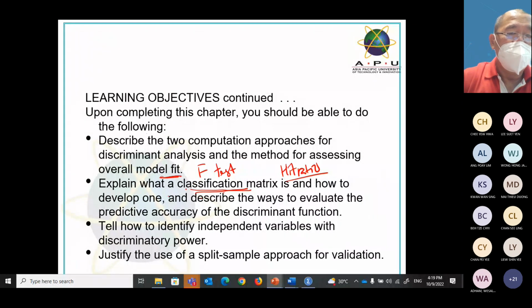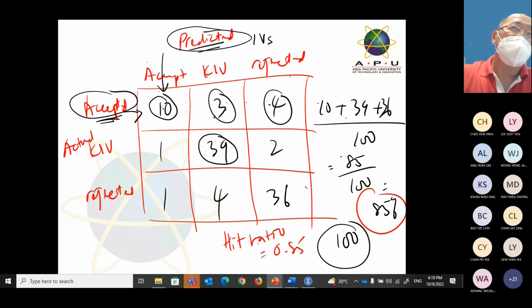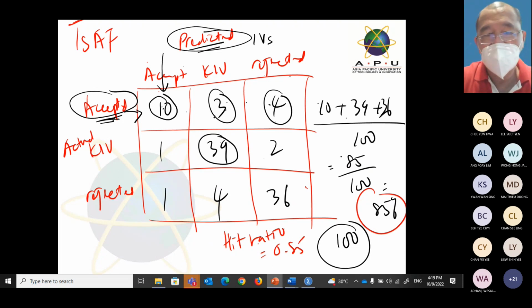So you must know what is the meaning of classification matrix, and also how to develop it. Of course, we can use software to develop the classification matrix. And describe the way to evaluate the predictive accuracy. So this is a predictive accuracy of 85%. Of course, we know higher accuracy is better. Most of you should have learned time series and forecasting already, right? So higher accuracy is better, lower error is better.